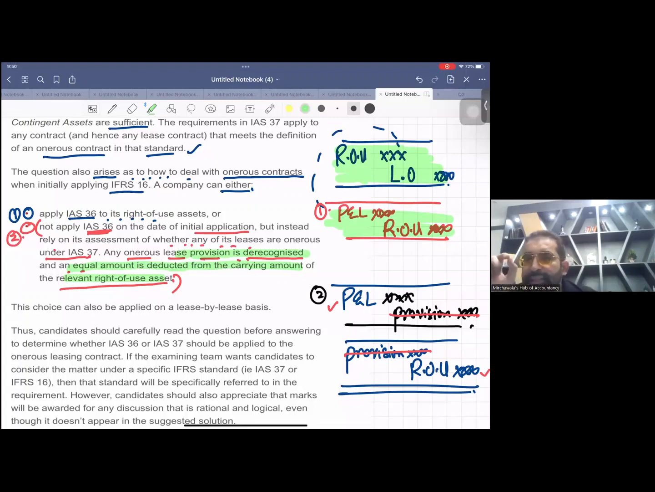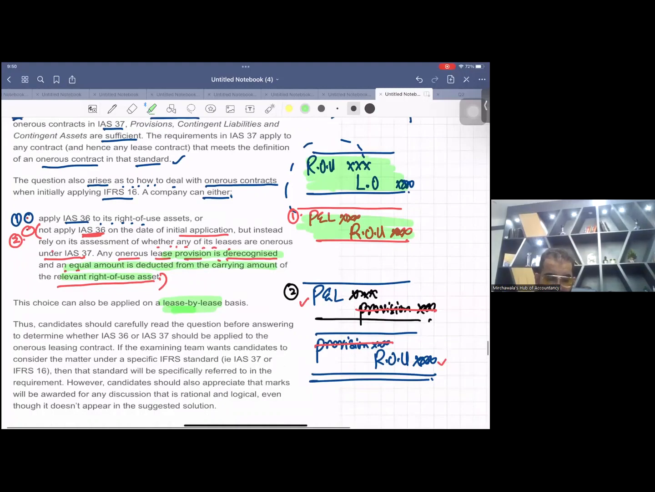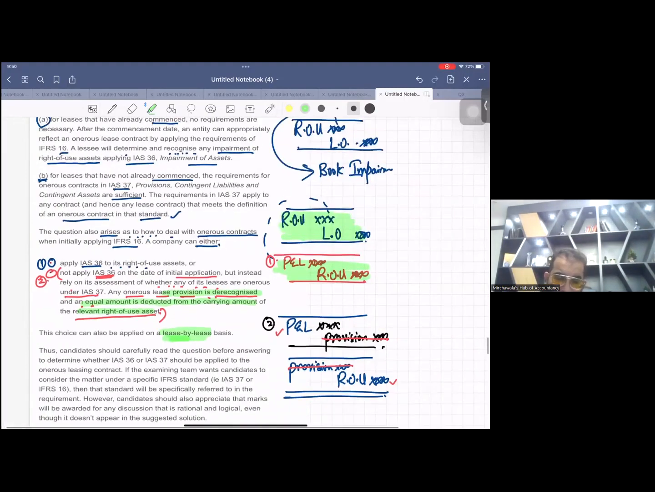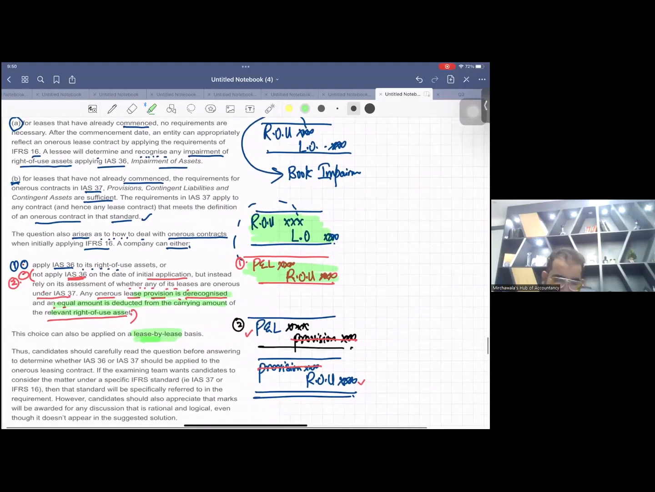This is a choice given by the IFRS standard, and see, it is written: the choice can also be applied on a lease by lease basis. This is a choice. I know it is a little bit difficult.